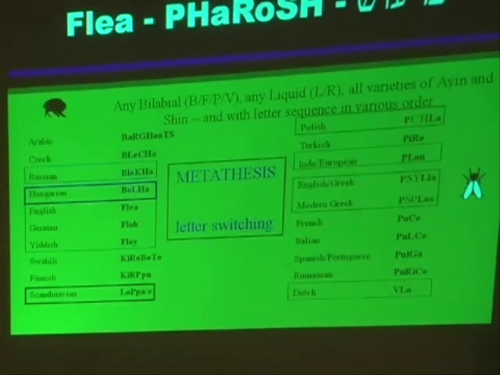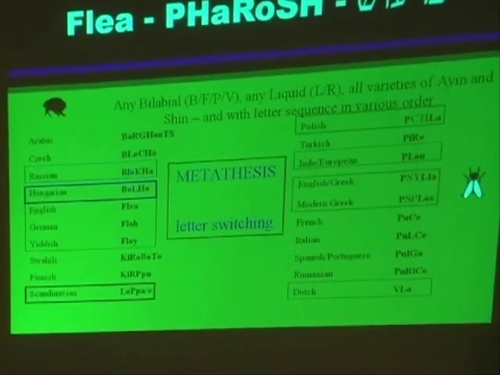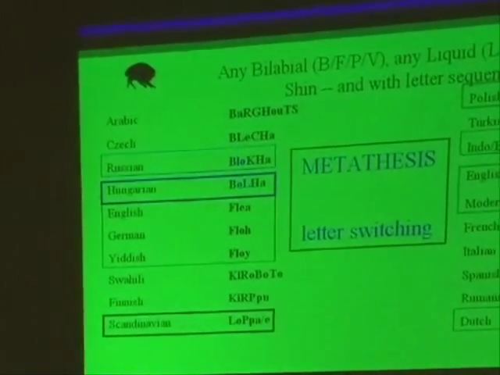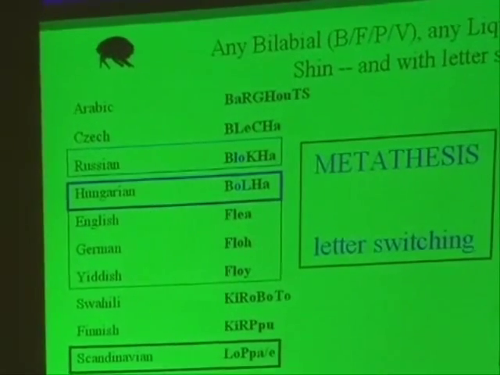Look at the Russian, the Slavic languages, calling it blocha. Instead of a P, you have a B, because P and B are interchangeable just like P and F. But they are using a guttural. They're using the ch sound because they have a ch sound. Instead of the ayin, they're using a ch.